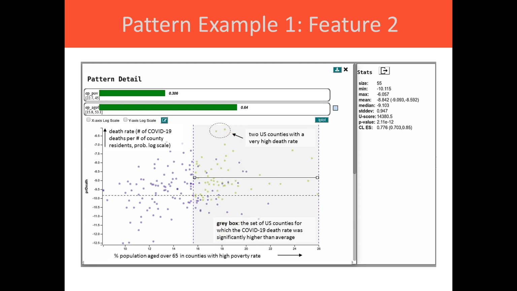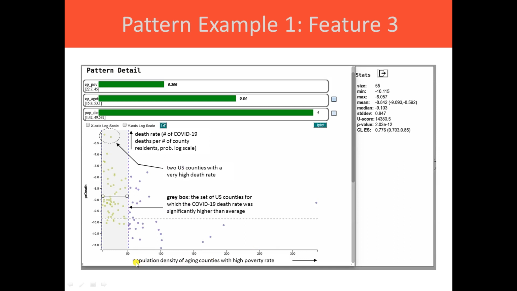So we refine some more, like this. The program finds population density is another attribute that constrains it, so sparsely populated counties are here. In this box are essentially all the counties that have low population density, aging counties with high poverty rate. Those are the counties in this box of high risk that have a COVID-19 death rate higher than the US average.